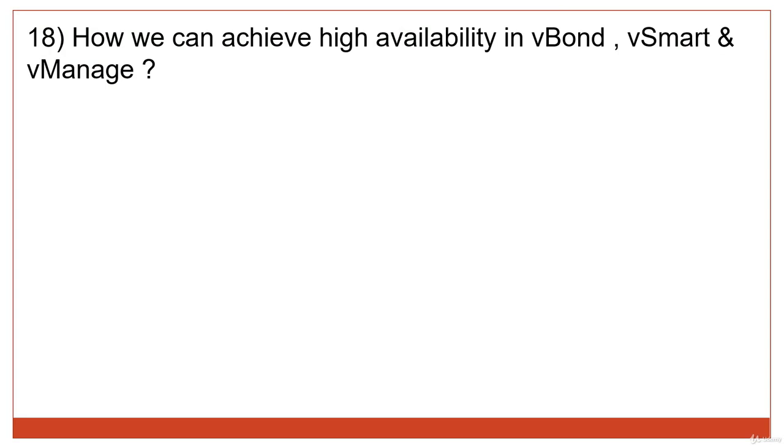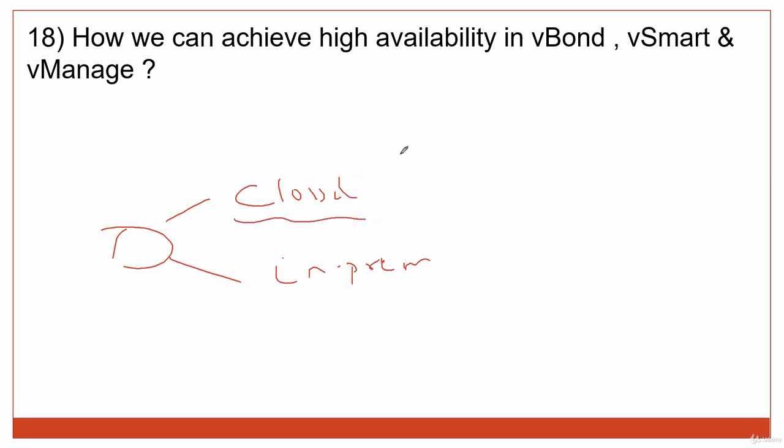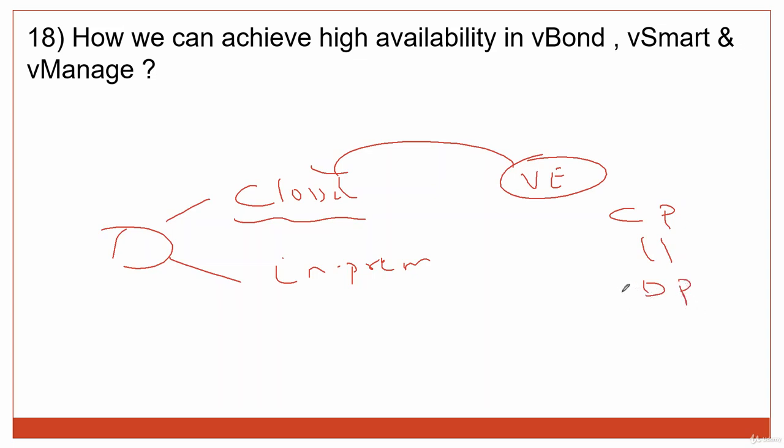Question number 18: How can we achieve high availability in vBond, vSmart and vManage? Now, it's actually a very tricky question, because for all the controllers, we have different methodologies to reach high availability. So the first thing is what type of controller deployment you have. Do you have cloud-hosted or on-premises? If you have a cloud-hosted deployment, then mostly Cisco will take care of the high availability of the control plane devices. But still, how you're going to connect the vEdge or cEdge devices to the vSmart and vManage is again an important thing. At least the control connection between the control plane and the data plane should be optimized, whether it's a cloud-based deployment or on-prem. In both cases, we have to do that.